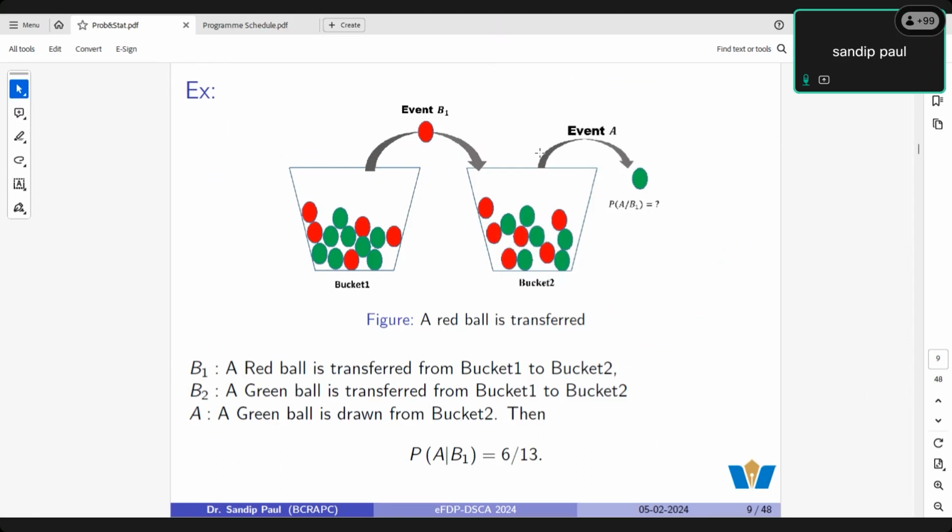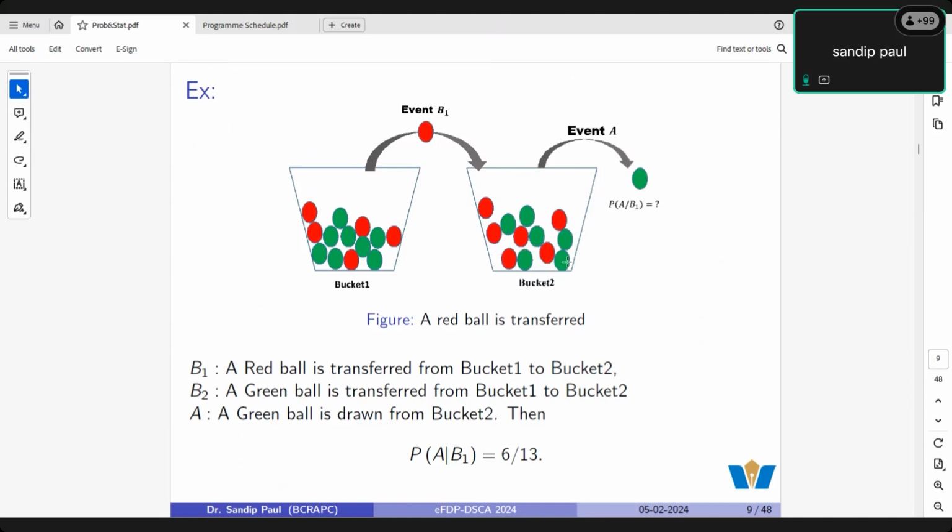Now if I draw a ball from the second bucket and we want to know the probability of a green ball from the second bucket, given that the event B occurred earlier, then it will be 6 by 13 because there is no change.